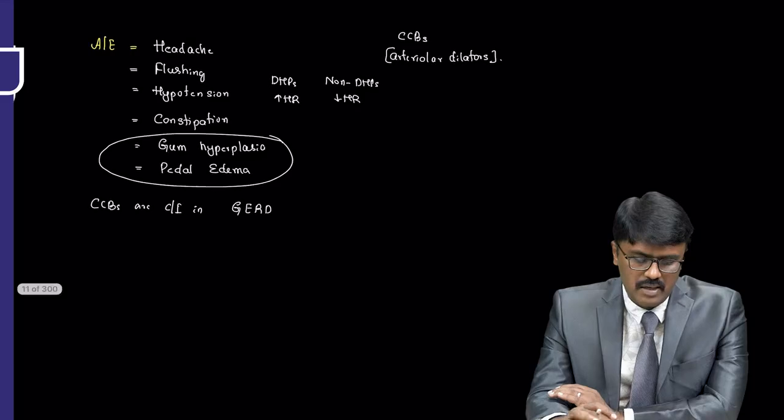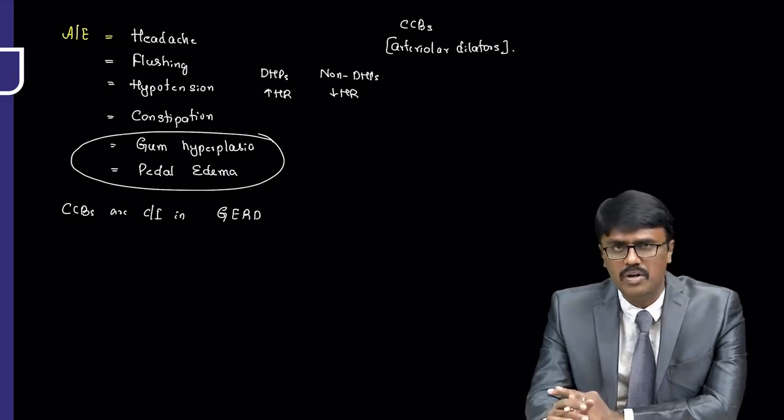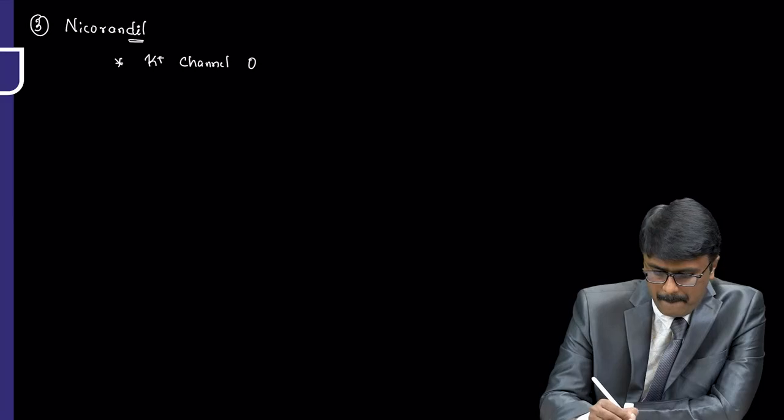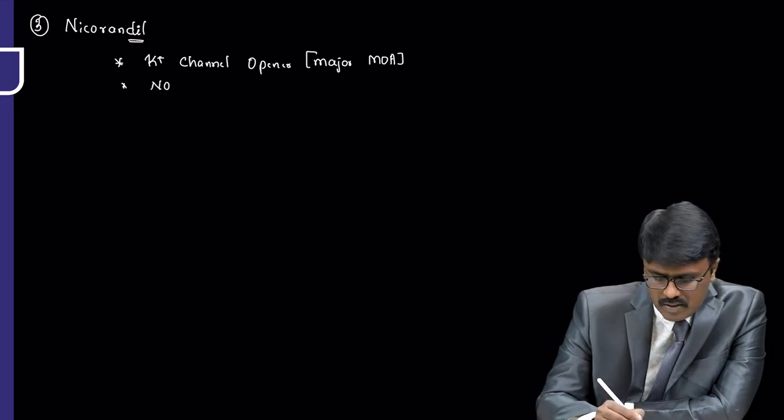Yes, so once we understand these nitrates and calcium channel blockers, we'll discuss one more new drug that is called nicorandil. The third drug we are going to discuss is called nicorandil. The name itself has dil, heart. Nicorandil is a potassium channel opener. So that is the major mechanism of action. And also it causes nitric oxide release, and that is the minor mechanism of action.